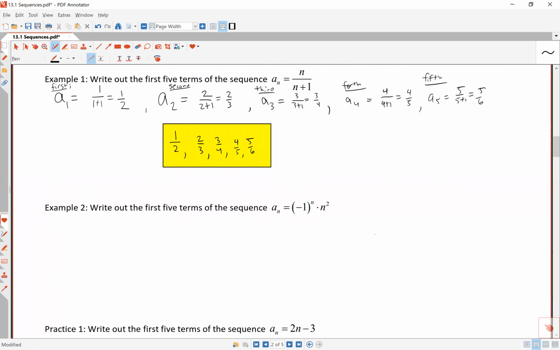Example 2, write out the first 5 terms of this sequence. A sub n is negative 1 to the nth times n squared. Pay attention to this piece of the sequence and what it does. The first term in the sequence is found by setting n equal to 1. That's negative 1 to the first times 1 squared, which turns into negative 1 times 1, which is negative 1.